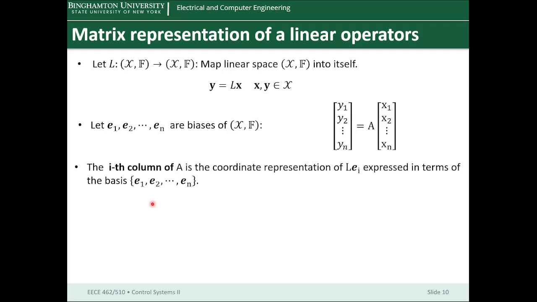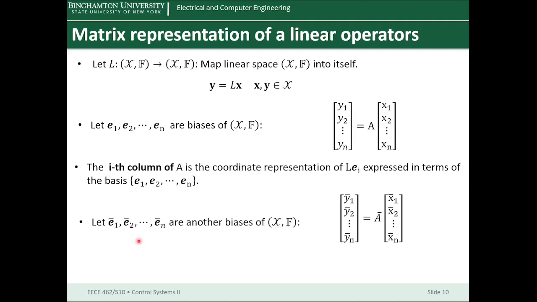Now let's go one step further. Suppose we introduce another basis for the same vector space X. Let's call this new basis e bar 1 through e bar n. As already mentioned before, for any vector space, we can define many different bases. And depending on the basis we choose, the coordinate representation of the same vector will change.